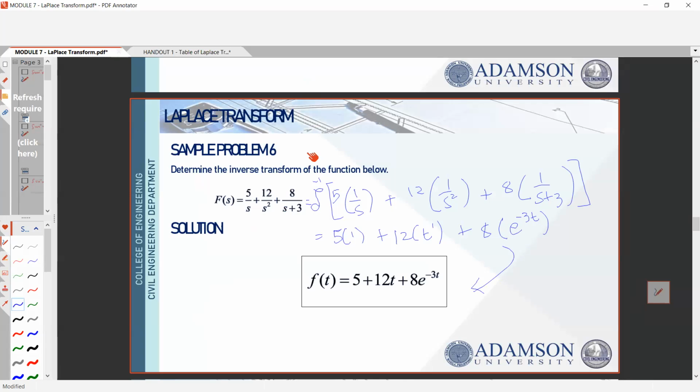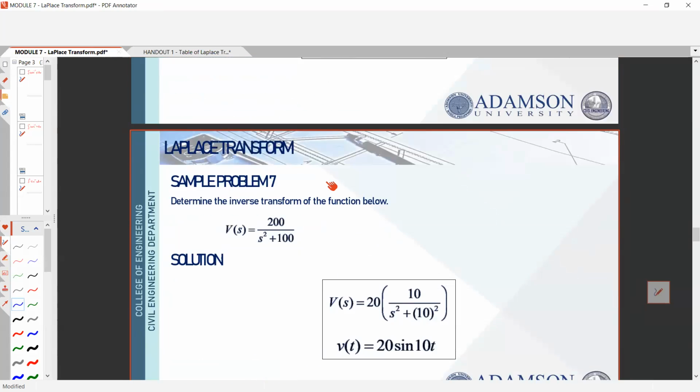Okay? Ayun lang. Ayun lang yung Laplace transform. The easiest part, if we can recognize easily yung mga ito dito sa table. Okay? So yun yung good part or easy part. Okay? So another one. Determine the inverse transform of the function below.